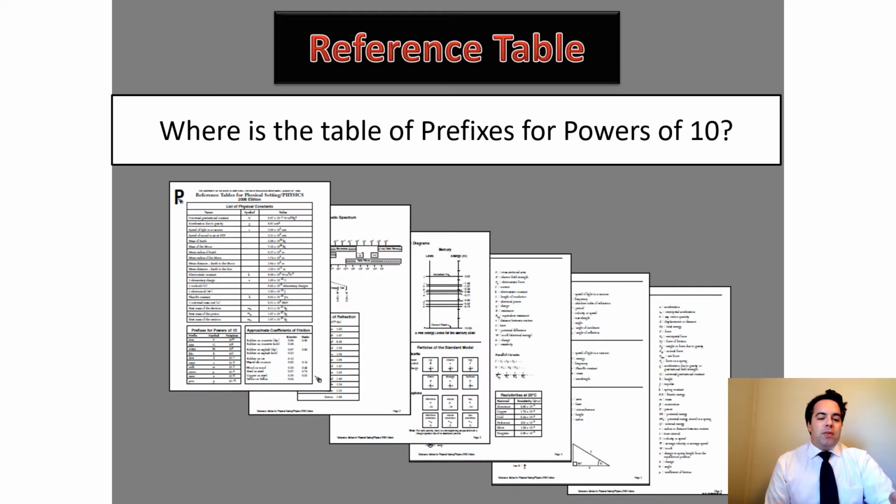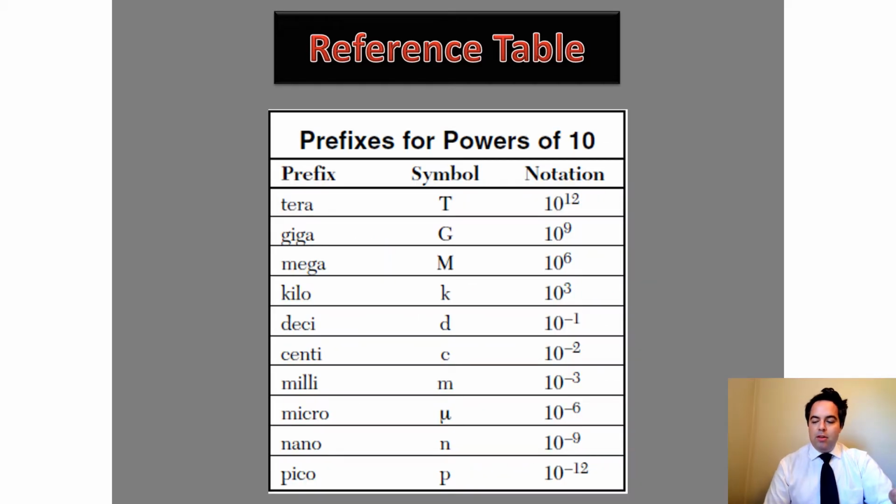So where are these prefixes for the powers of 10? They're given to you in your reference table, and here they are in the bottom left-hand corner of the first page. So the way this table works is it gives you just the prefix, and you could say that 1 tera, let's call it a 1 terameter, is equal to 1 times 10 to the 12, or just 10 to the 12 meters. So one of these prefixes is equal to this many base units.